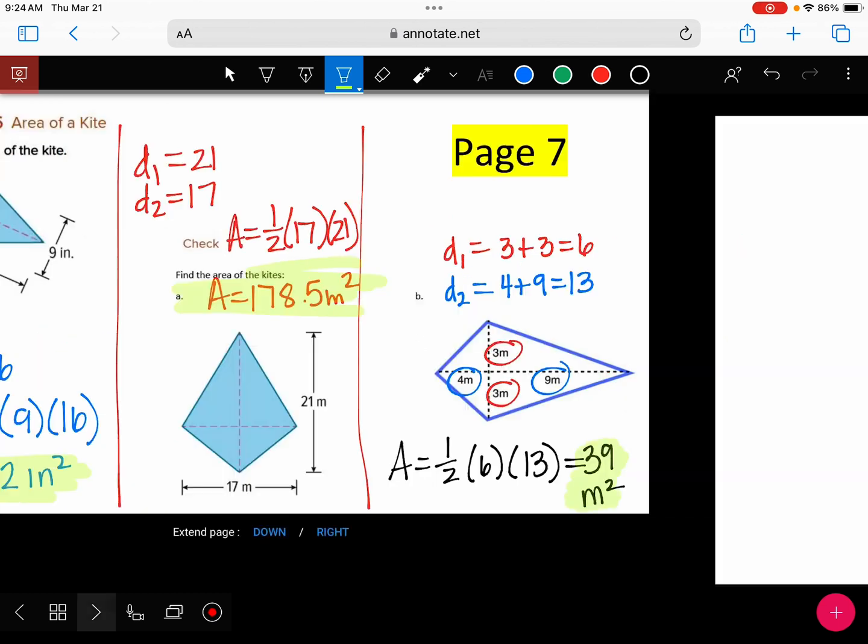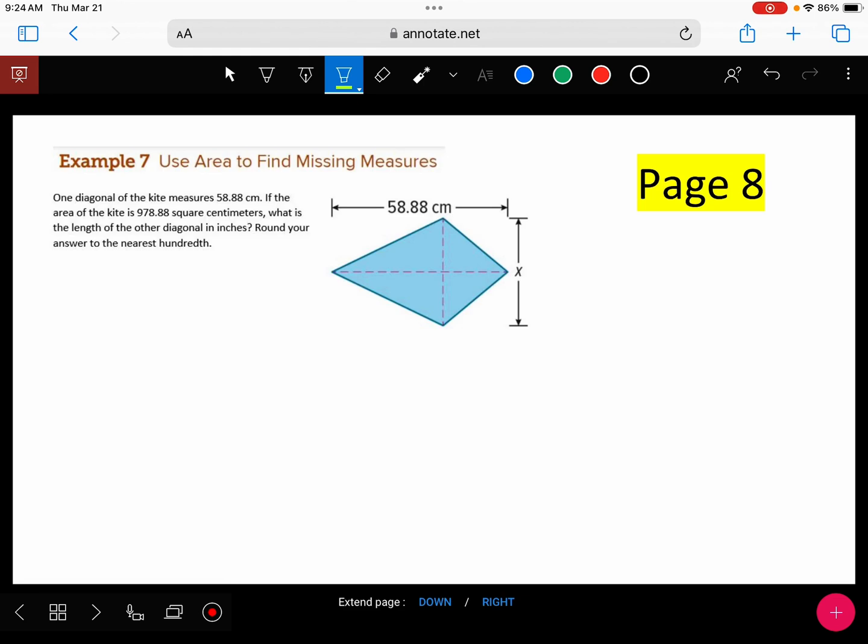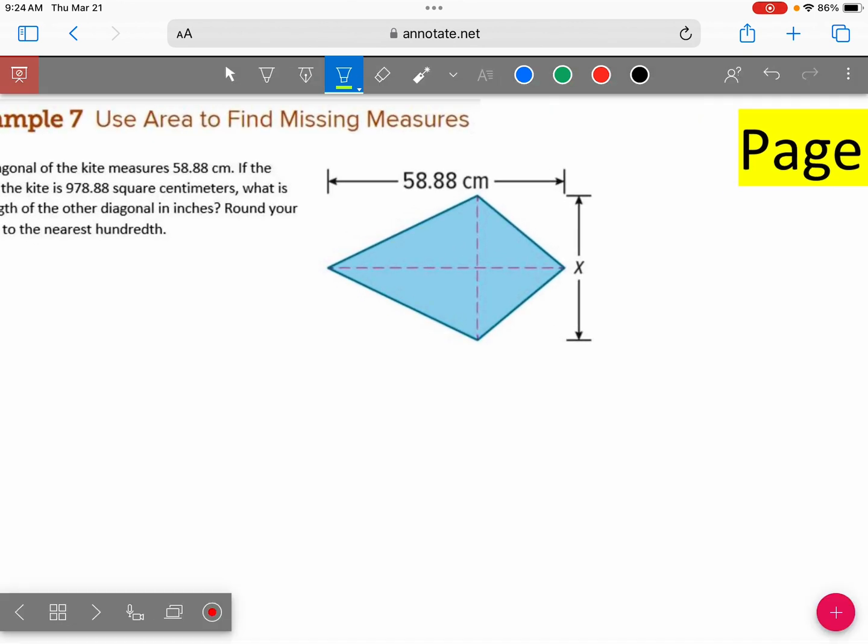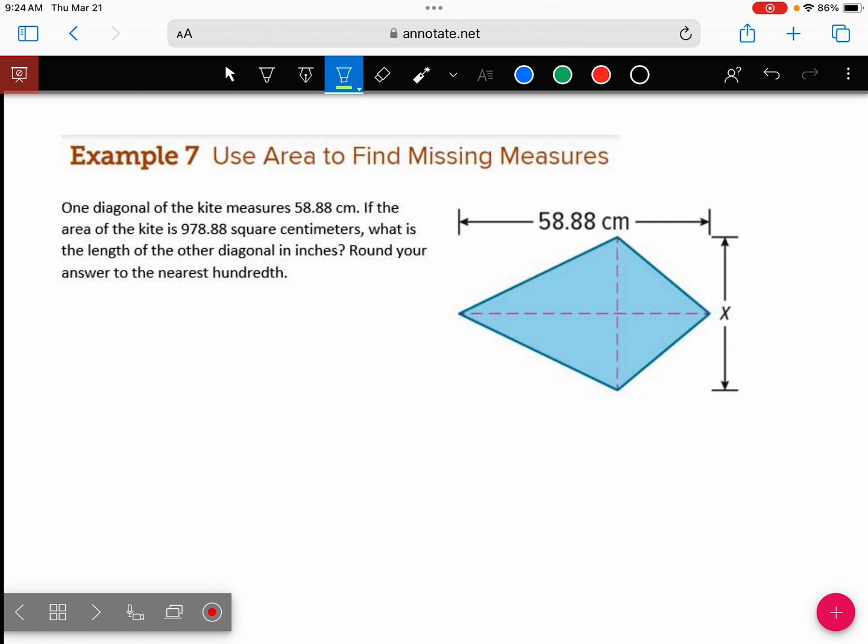All right, our last two questions. Let's go to page 8. It says use the area to find the missing measurement. So the first thing you want to decide is, what kind of shape is this? Is it a parallelogram? Is it a trapezoid? Or is it a kite? It's a kite. Area of a kite, let's write the formula. Area for a kite is 1/2 diagonal 1 times diagonal 2.